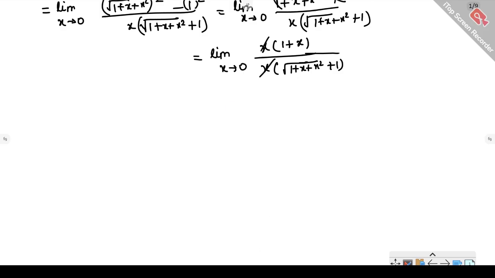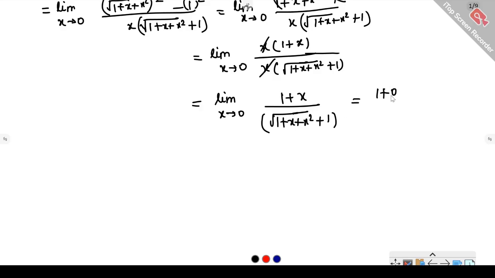Now we can write this as limit x tends to 0 of x over under root 1 plus x square plus 1. Now we can put x equal to 0. If we put x equal to 0 in the denominator and numerator, we don't get any indeterminate form. So putting x equal to 0, this is 0 over under root 1 plus 0 square plus 1. So this is 0 over square root 1 plus 1, and this is 0 over 2. So this is the answer of the first question. Now let's move on.